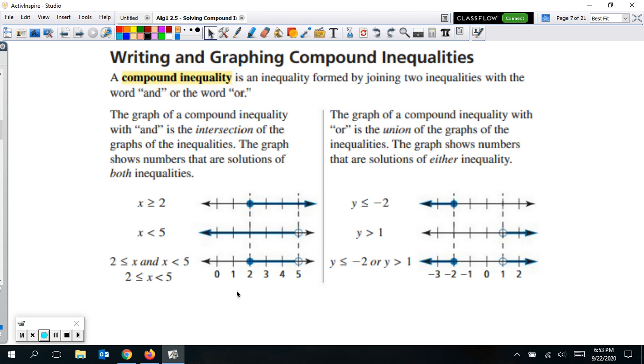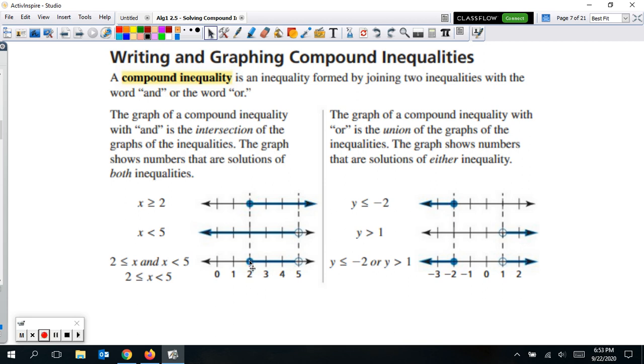You notice there are two types here. We have one where it's shaded in between, and we would call this one an intersection. This would be one where we use the word "and" in our inequality. You can say this inequality and this one, or we could put it all in one long inequality statement like this, where you have the x, that's the variable, in between the 2 and the 5. So everything that's true in this compound inequality would be between 2 and 5.